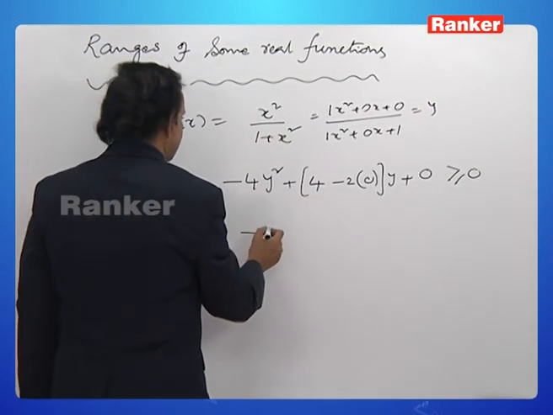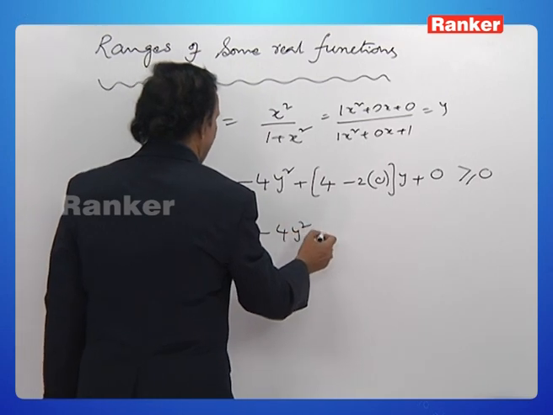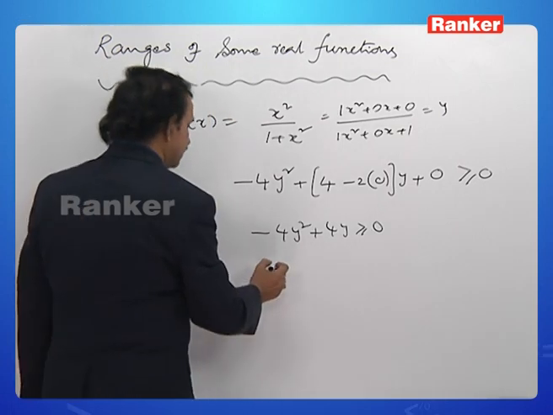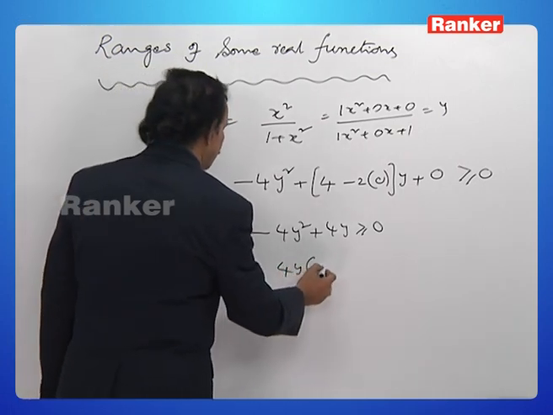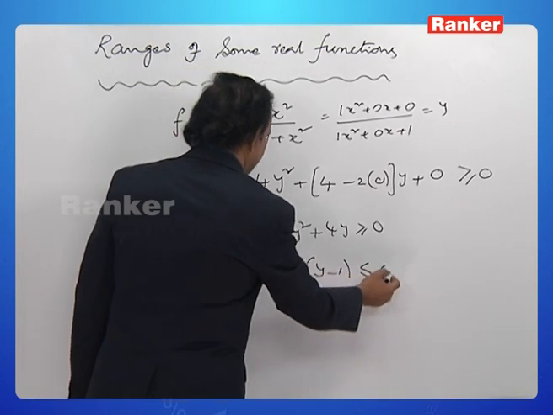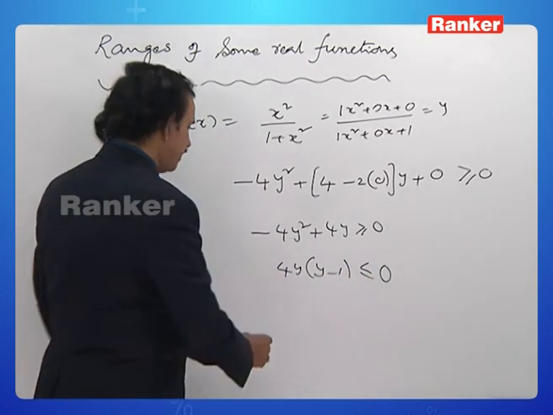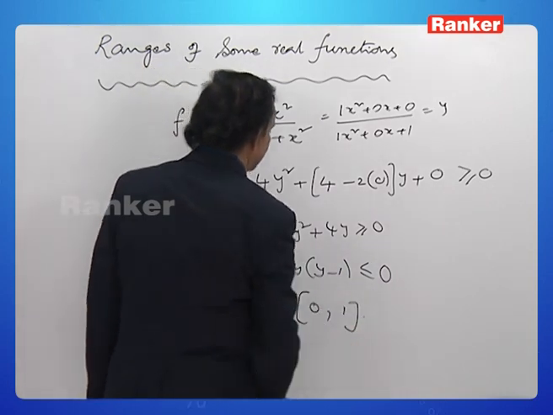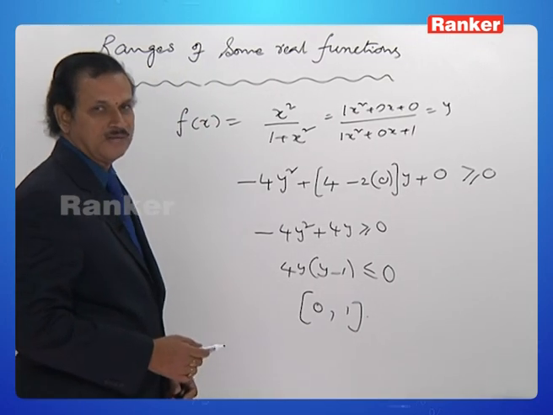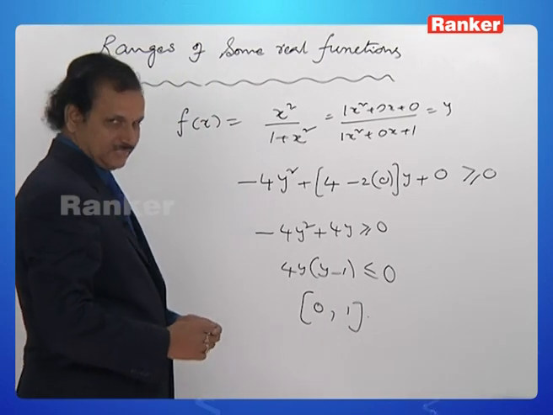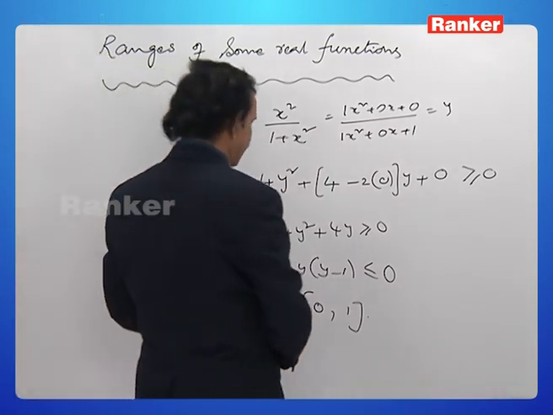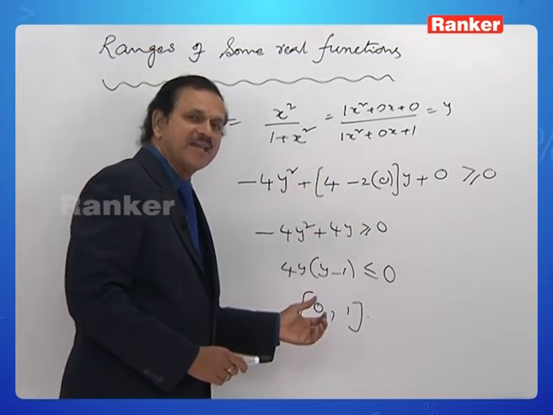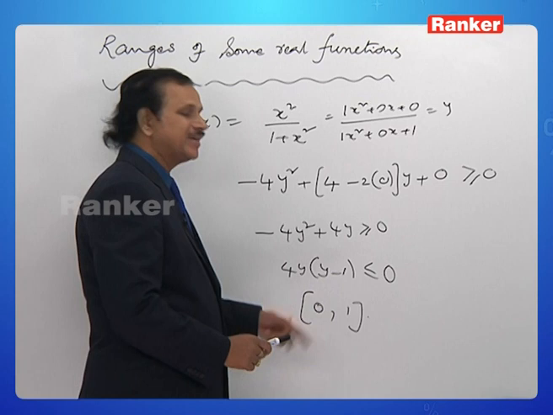That is minus 4y square plus 4y greater than or equal to 0. That is 4y into y minus 1 less than or equal to 0. It does mean it belongs to closed interval 0 to 1, closed interval 0 to 1 according to our technique. Yes, without using this technique, one more thing. This is a technique which helps us to get an idea.